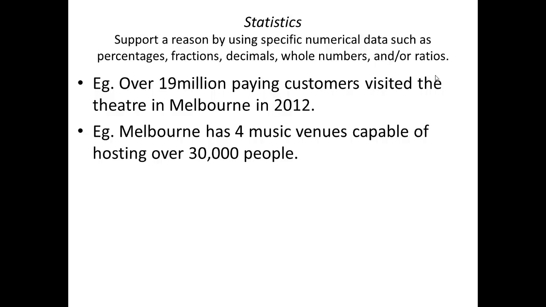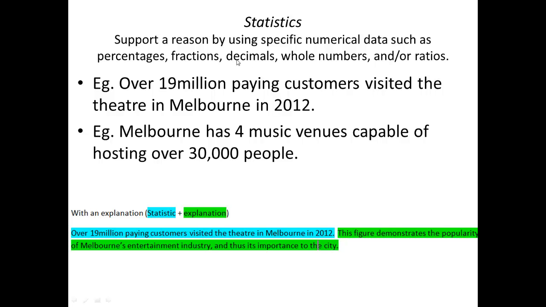So these statistics help us understand in this particular paragraph why the entertainment industry is important, but we still need to explain them. So here we have an example. We begin with the statistic. Over 19 million paying customers visited the theatre in Melbourne in 2012. And then our next sentence explains why this statistic matters. It reads, this figure demonstrates the popularity of Melbourne's entertainment industry and thus its importance to the city. So no matter what statistic we put in a body paragraph, we have to spend a sentence explaining why that statistic matters and what we can learn from it.